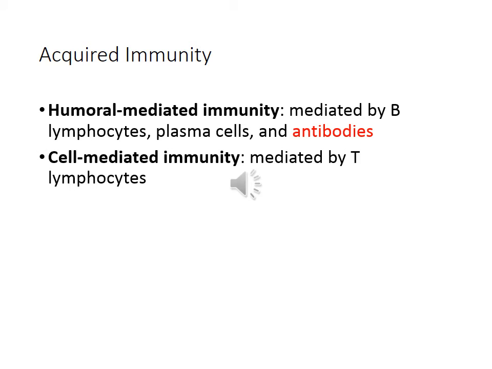There's acquired immunity, and you have two types. You have the humoral mediated immunity. It's mediated by B lymphocytes, plasma cells, and antibodies. And then you have the cell mediated immunity, which is mediated by T lymphocytes.